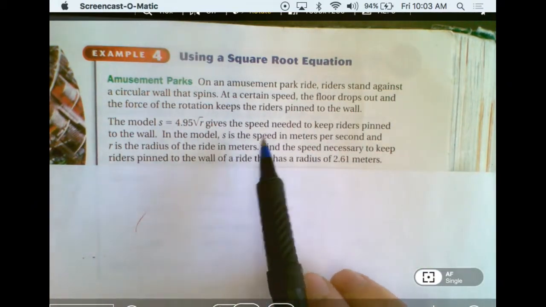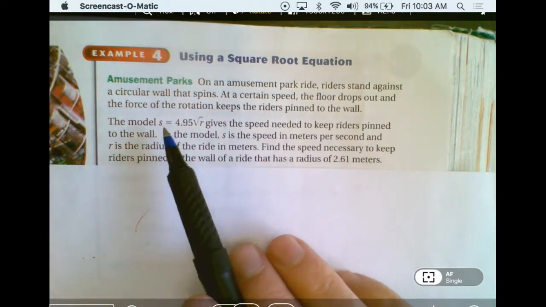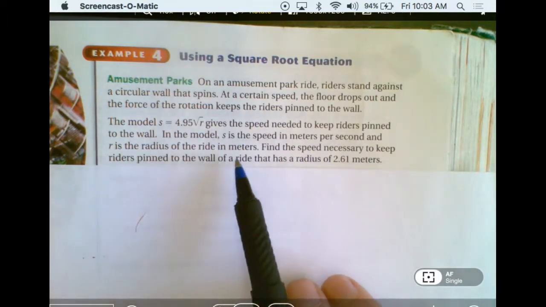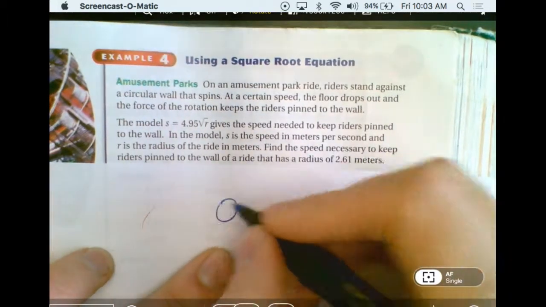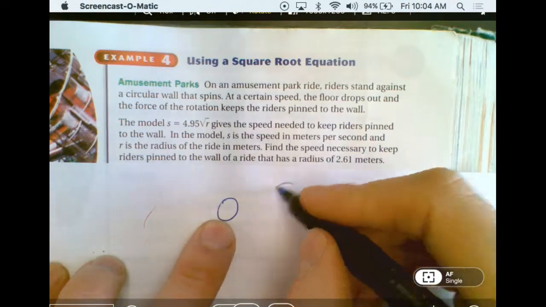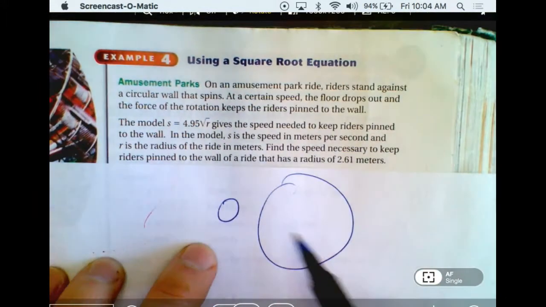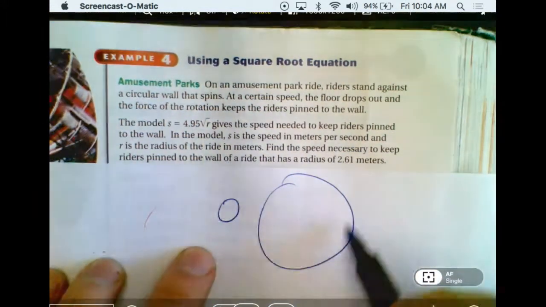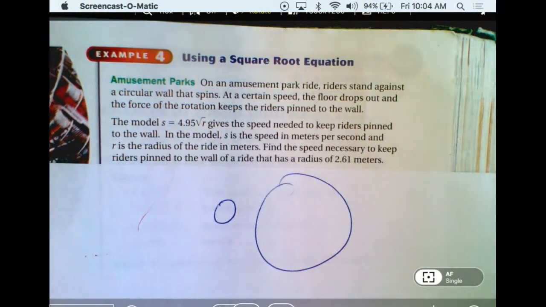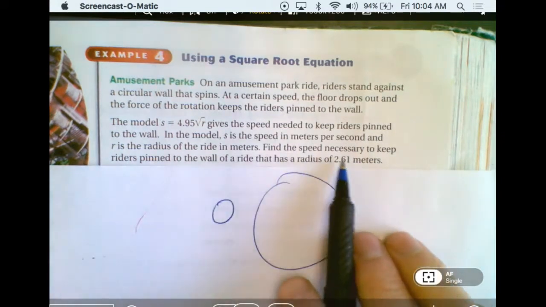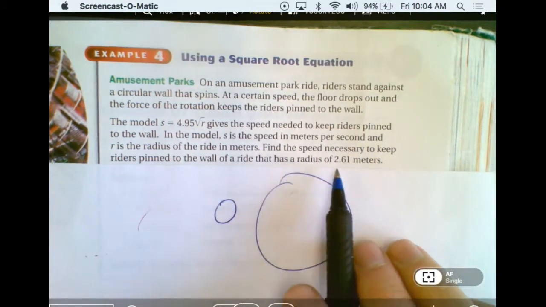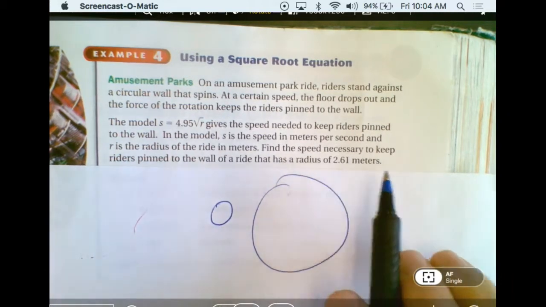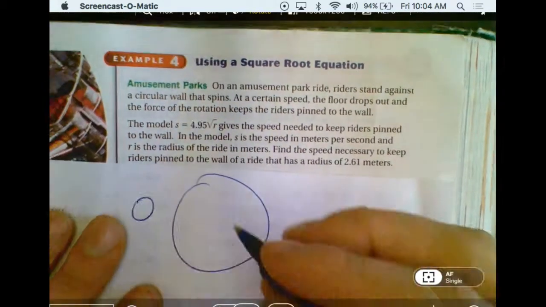In the model, S is the speed in meters per second, and R is the radius of the ride in meters. So depending on how big this ride is, a ride where the radius is that big and a ride where the radius is that big, these two circles could spin at different speeds to keep the riders pinned against the wall. The radius does matter. Okay? Find the speed necessary to keep riders pinned to the wall of a ride that has a radius of 2.61 meters.